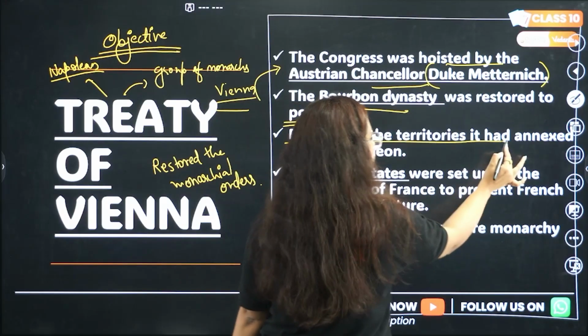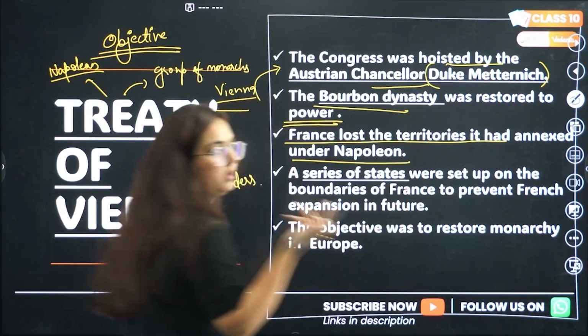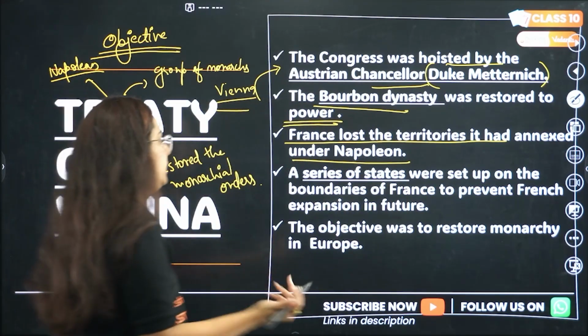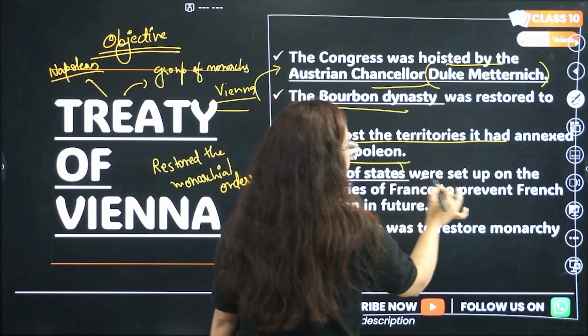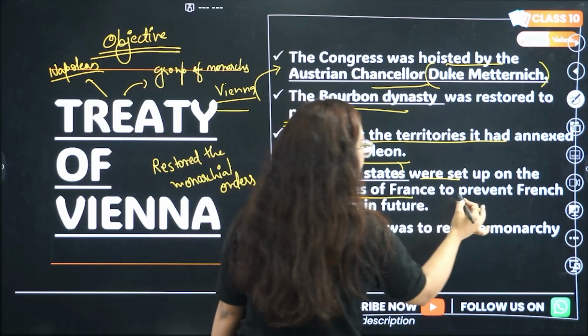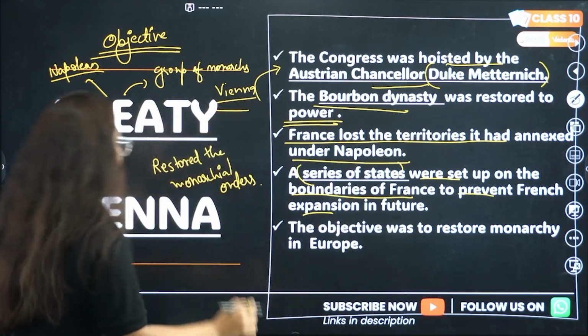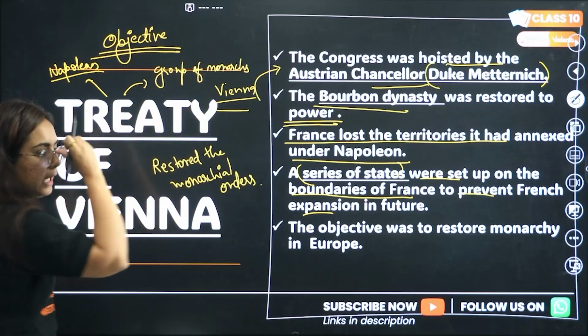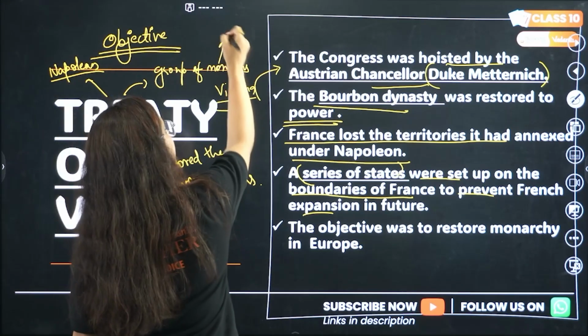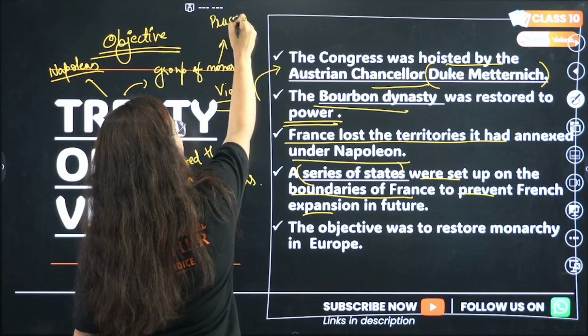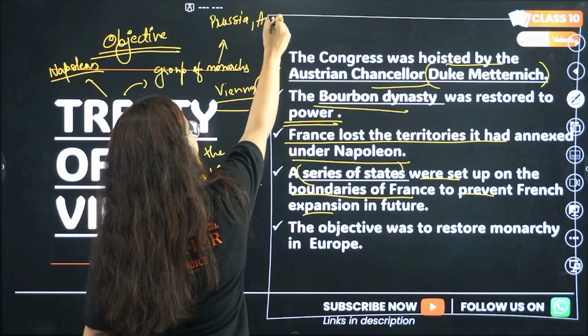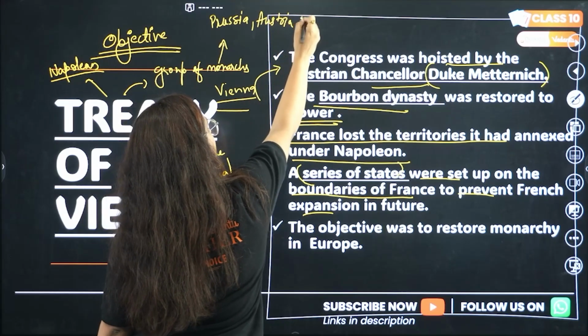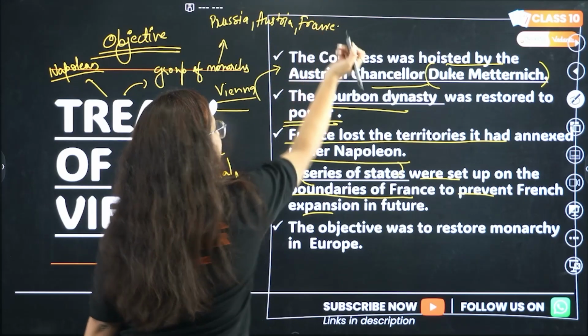France lost all the territories that were annexed by Napoleon, obviously, fine. A series of states were set up on the boundaries of France to prevent French control. See, if I talk about the group of monarchs, it particularly contains the monarchs of Prussia, Austria, France, etc. These were the people, right?